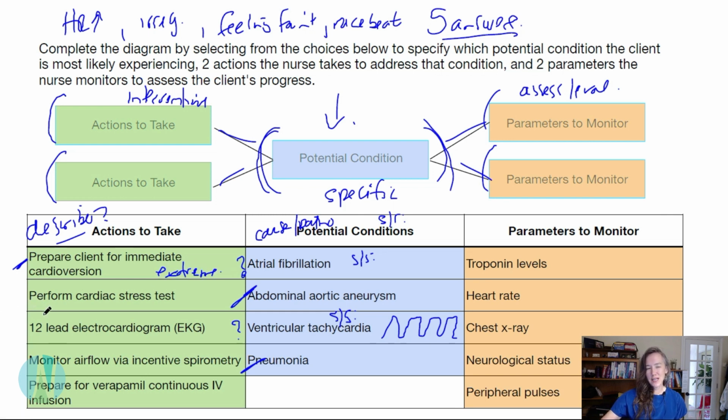Perform a cardiac stress test. So what's that? Describe that for me. That's when they either give them medications or they stick them on a treadmill to increase the workload of the heart, and then they want to see if they can find any dysrhythmias.